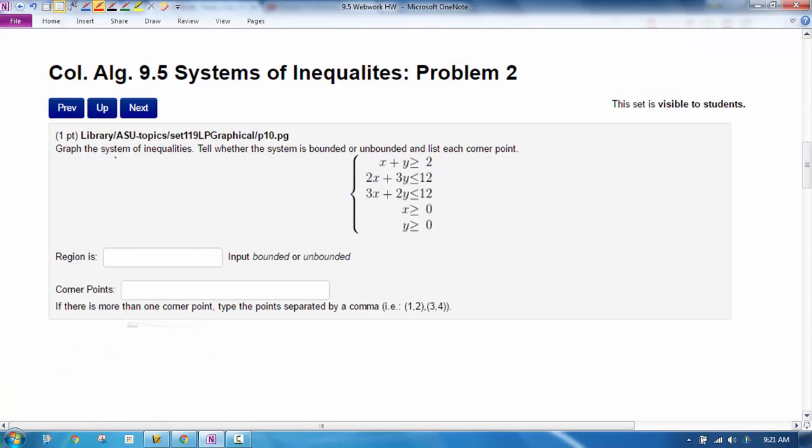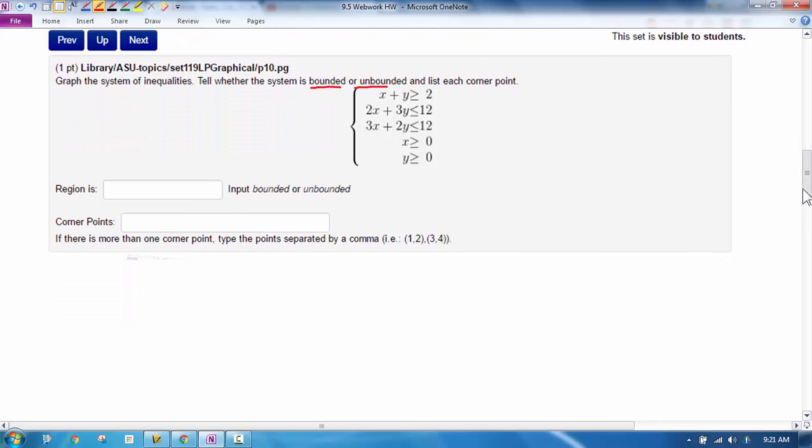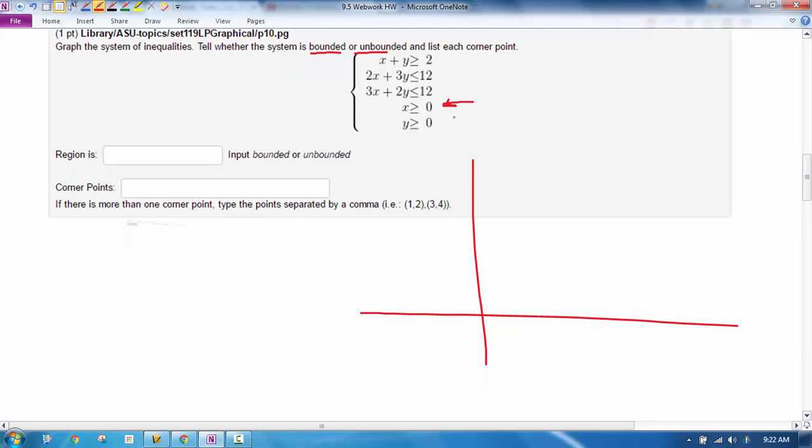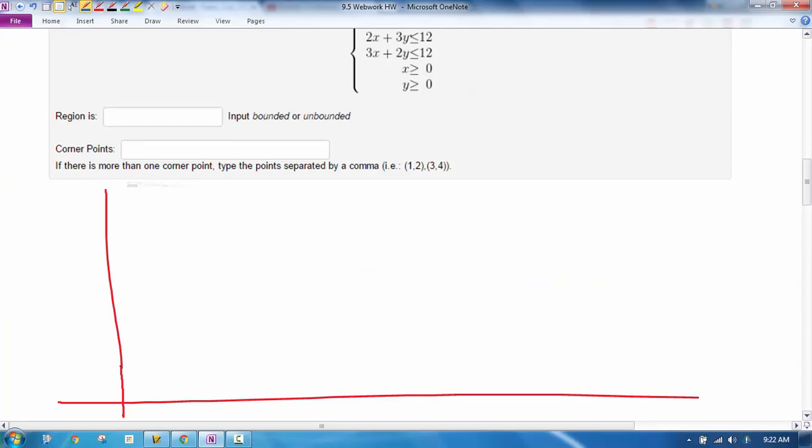Okay, the next problem wants us to graph the system of inequalities and tell whether it's bounded or unbounded, and then list the corner points. So you're going to have to graph all of these, which is going to be tricky, but draw a graph here. Now I'm looking at mainly the first quadrant of this graph because these two constraints say x has to be greater than 0 and y has to be greater than 0. So let me draw this down here. So I'm going to graph these lines.